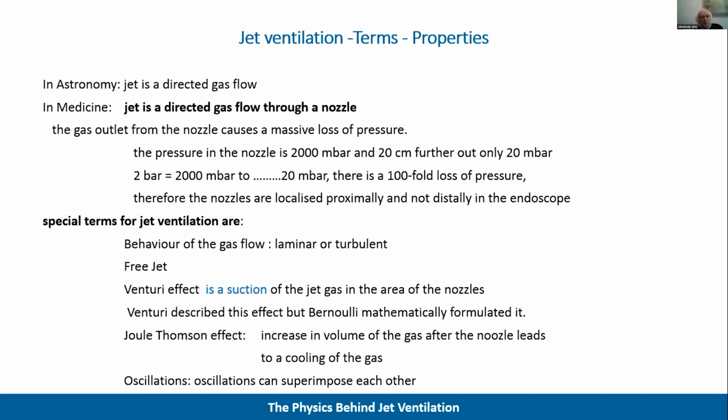In astronomy, jet is a directed gas flow. In medicine, jet is a directed gas flow through a nozzle. The gas outlet from the nozzle causes a massive loss of pressure. The pressure in the nozzle is 2000 millibars, and 20 centimeters further down, only 20 millibars. 2 bars equals 2000 millibars. There is a 100-fold loss of pressure.